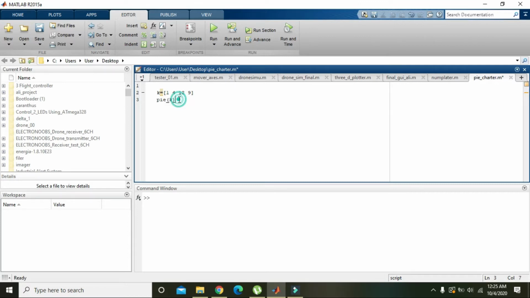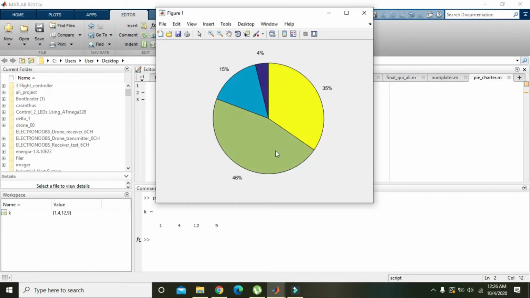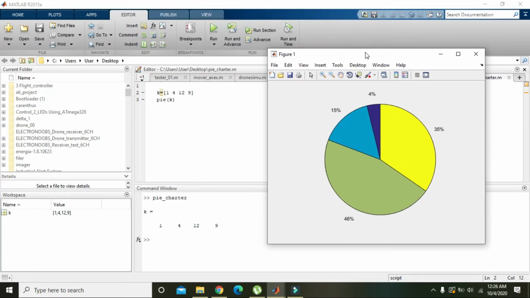pie(k) is a built-in function and it will just arrange these elements, or their percentages, within the pie chart. Let's first run it and you can see that it shows us the corresponding percentages. 1 is contributing 4% of the total, 4 is contributing 15%, 12 is contributing 46%, and 9 is contributing 35%.